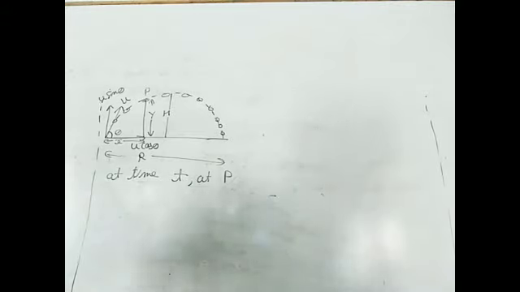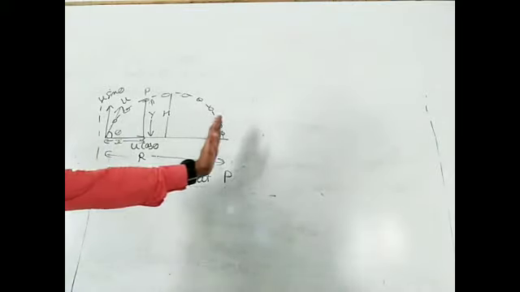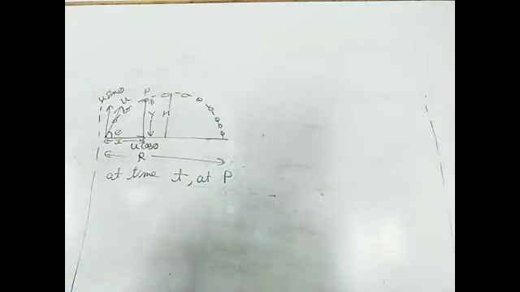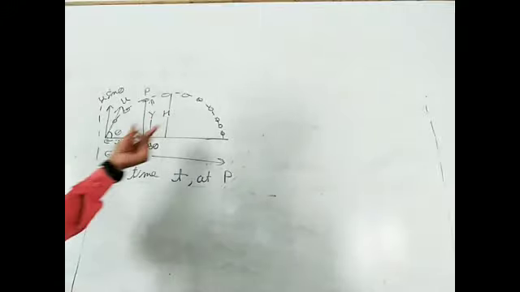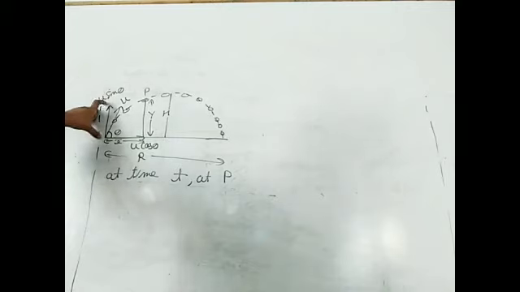Hence we call this motion in 2 dimensions, because the object is moving in the x direction also and the y direction also. For the x direction, u cos theta is responsible, and for the vertical direction u sin theta is responsible.